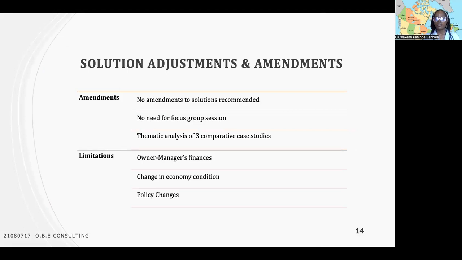This project saw no major amendments to the recommended solution. Regarding the testing plan, we cancelled our initial plan to conduct a focus group session. Rather, we conducted a thematic analysis of 3 of our comparative case studies as outlined in the review of literature conducted.